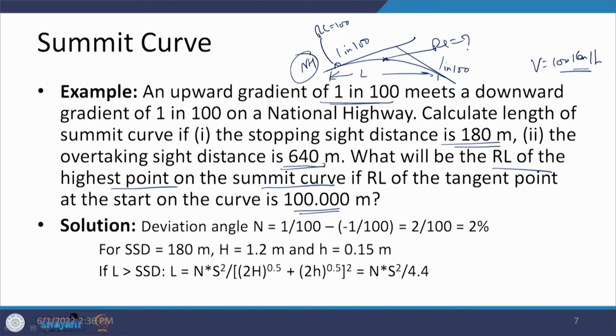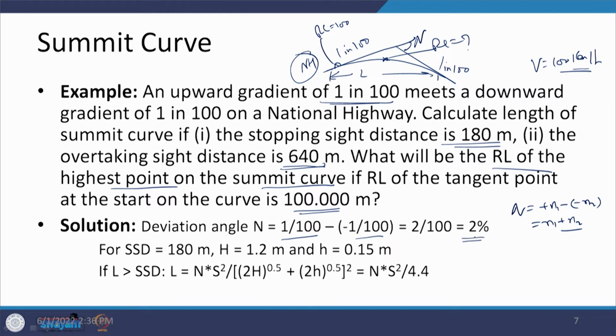The very first thing we have to find out is this capital N, the deviation angle. In this case, because you have an upgrade, it is plus N1, and there is a downgrade, so minus N2. So, this is nothing but N1 plus N2. So, we have 1 by 100 plus 1 by 100, and you are going to get a value of 2% here.